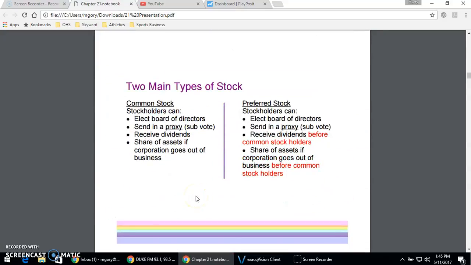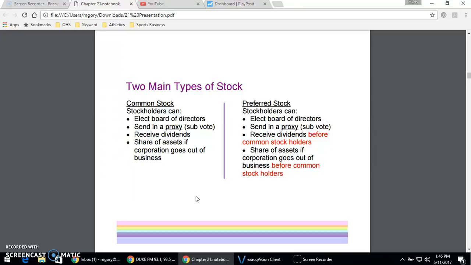Now, when it comes to stock, there are two main types of stock that a lot of corporations will sell to stockholders: common and preferred. Common stockholders, if you are a common stockholder, you have certain perks to being a common stockholder, and that would be you can elect, you have voting rights to elect the board of directors, you can send a proxy, you can receive dividends, and you could possibly even share of assets if the corporation goes out of business.